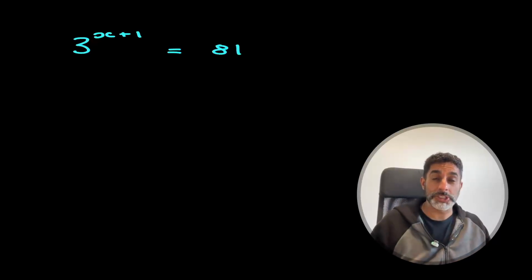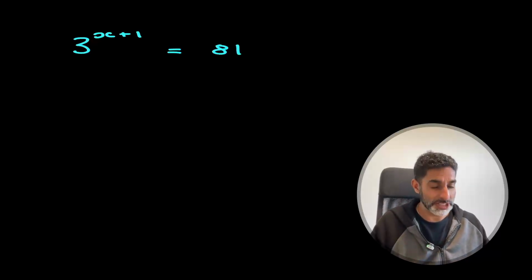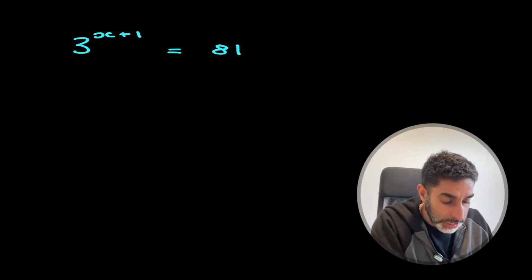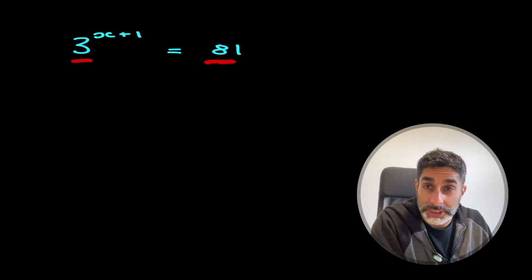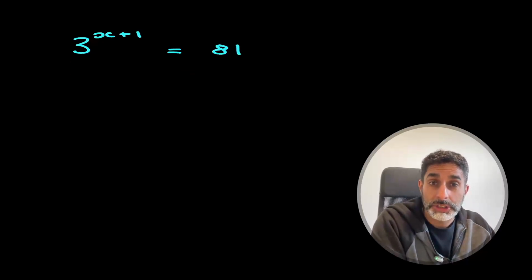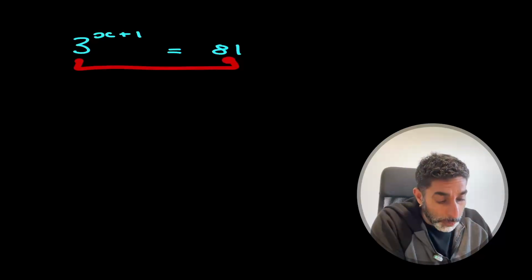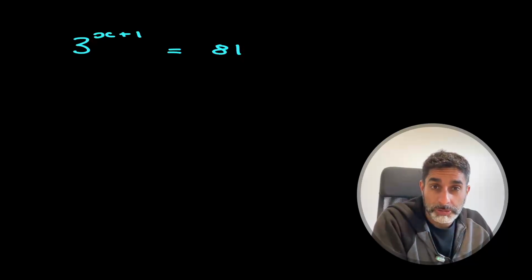So how are we going to solve this without using logs, without using a calculator? Well, the key is to make both these numbers the same. We want the bases to be the same because once the bases are the same, you can make the indices, the exponents, equal one another. So we can make this 3, and we can make 81 3 to the power of something.